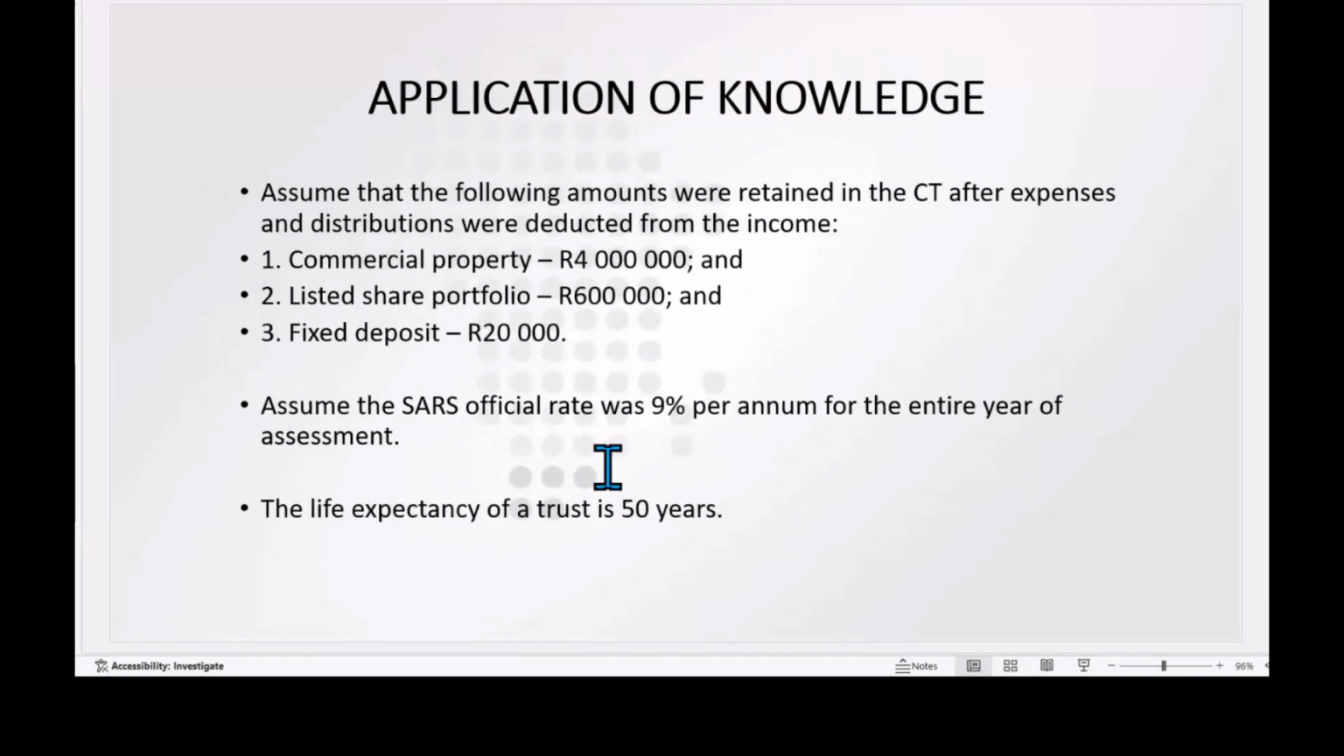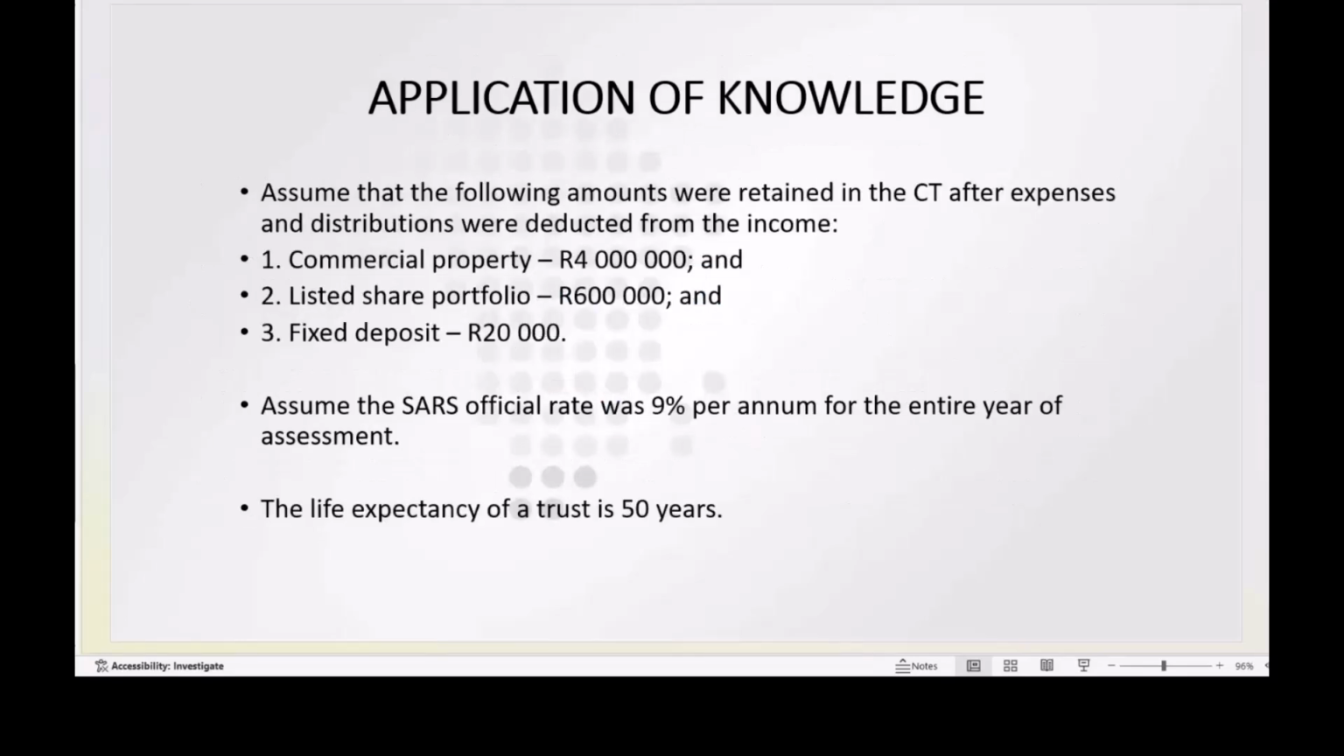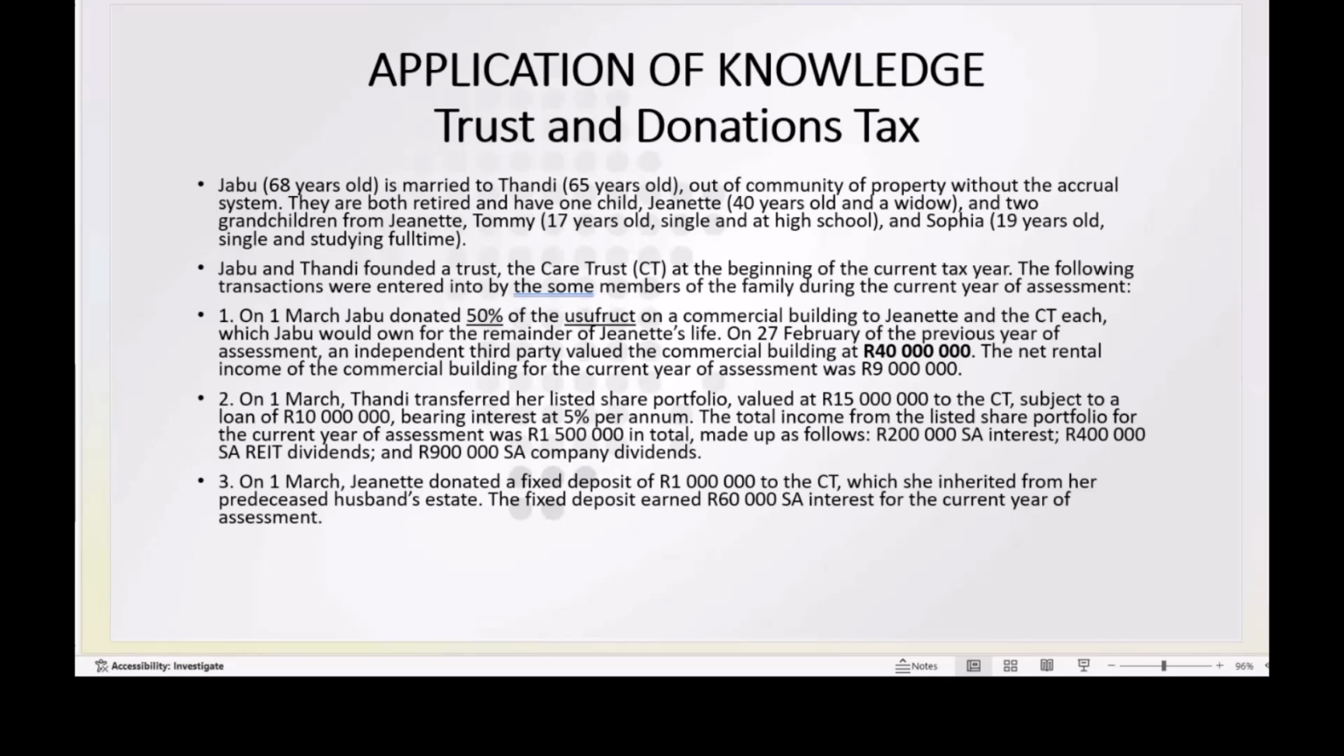Let's go to the source. They tell us assume the official rate. The official rate was 9% per annum for the entire year of assessment. So she gave them a loan of 5% per annum. But SARS says the official rate is 9%. What do we then do with that? So the donation part of it is 9% minus 5%. Yes. Correct. So that portion, the 4% that she's not charging interest on, will be a donation. So there'll be donations tax on that portion.